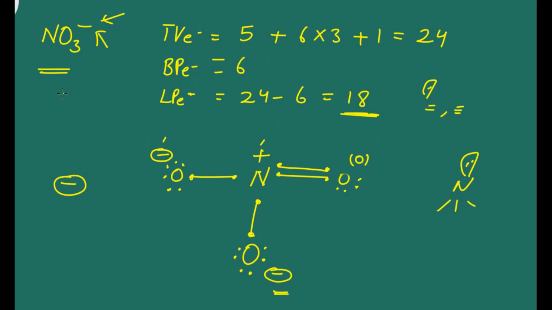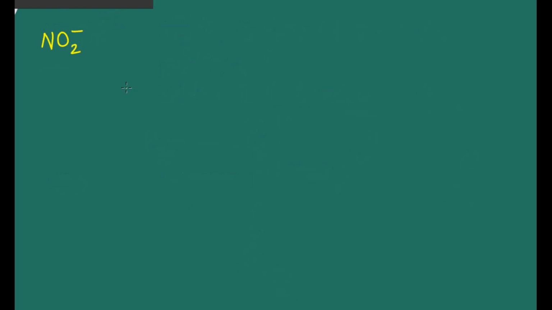On formal charge I will make another video. Now we will continue with our examples. Let's move to the next example. Our next example will be NO2 minus. Now total valence electron. Calculate total valence electron.